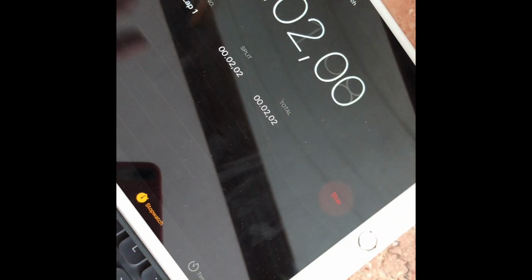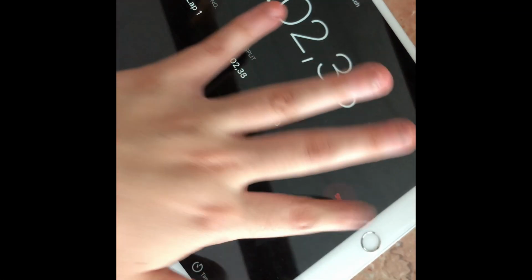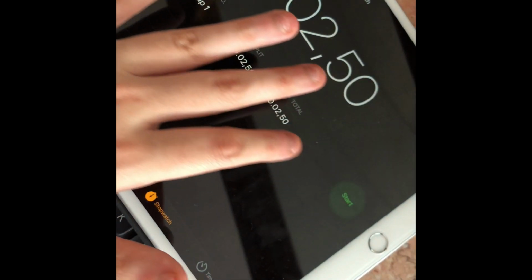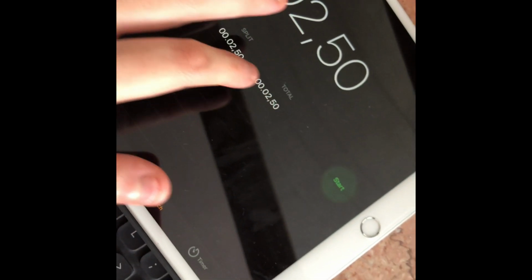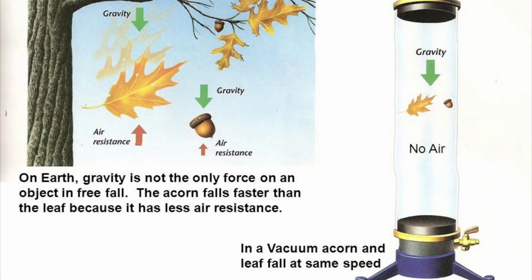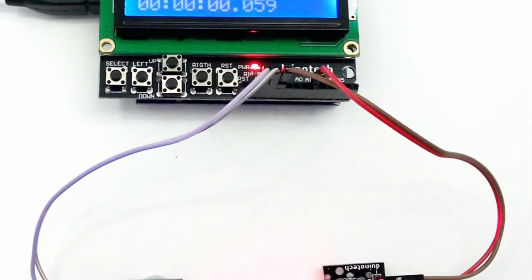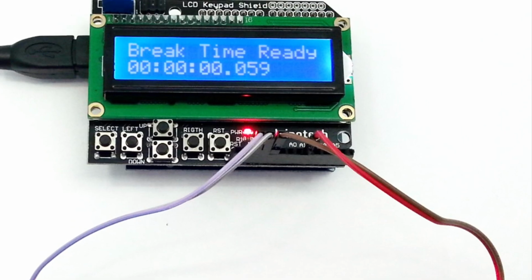Two sources of errors in this experiment are, 1, human reaction errors, which is a systematic error, and 2, the presence of air resistance. To improve the accuracy of this experiment, we can conduct it in a vacuum, or we can use a laser beam timer to time the experiment.